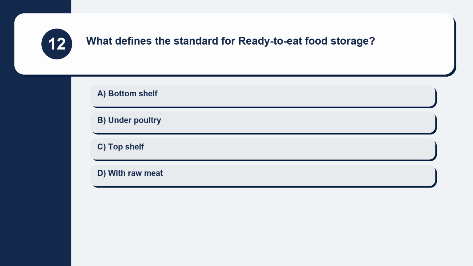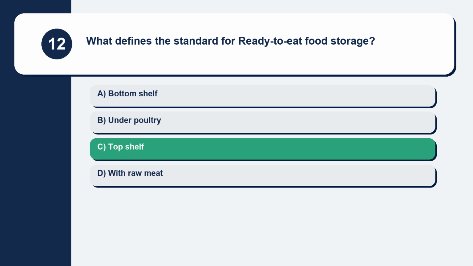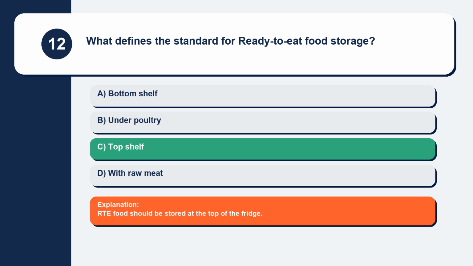Question 12. What defines the standard for ready-to-eat food storage? Bottom shelf, under poultry, top shelf, with raw meat. Ready-to-eat food should be stored at the top of the fridge.